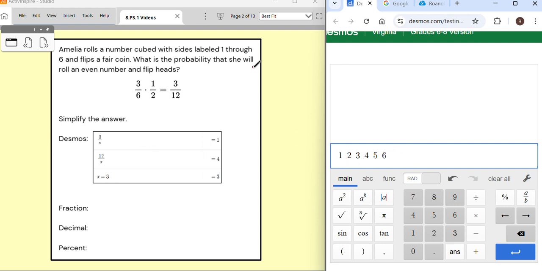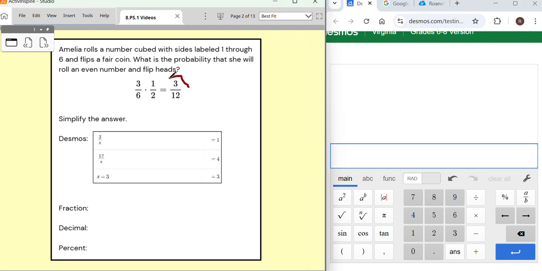And she wants to roll an even number. Well, the even numbers here are 2, 4, and 6, which is 3. So that's where a 3 over 6 came from. Then she wants to flip a fair coin and get heads. There is one head out of two sides. When you multiply this, 3 times 1 is 3, 6 times 2 is 12.